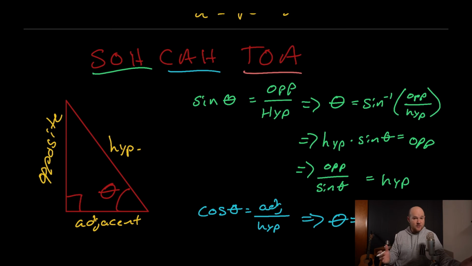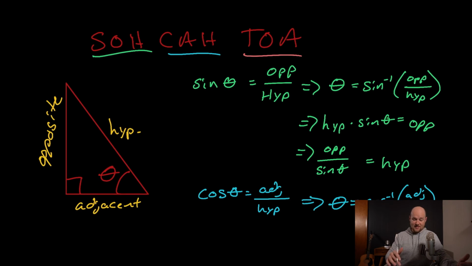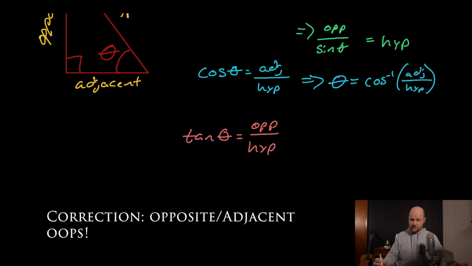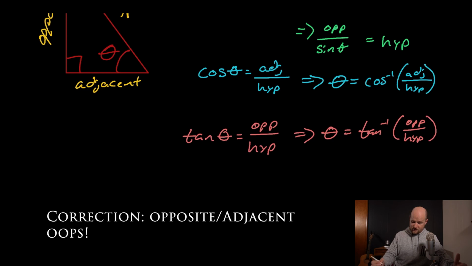And tangent's pretty much the same story as the other two. And you can see tangent, TOA, it involves the opposite and the adjacent, but it doesn't involve the hypotenuse. So tan theta is equal to the opposite divided by the adjacent. And once again, I could solve for just the angle by saying tan inverse of the opposite over the adjacent. And there you have it, guys.